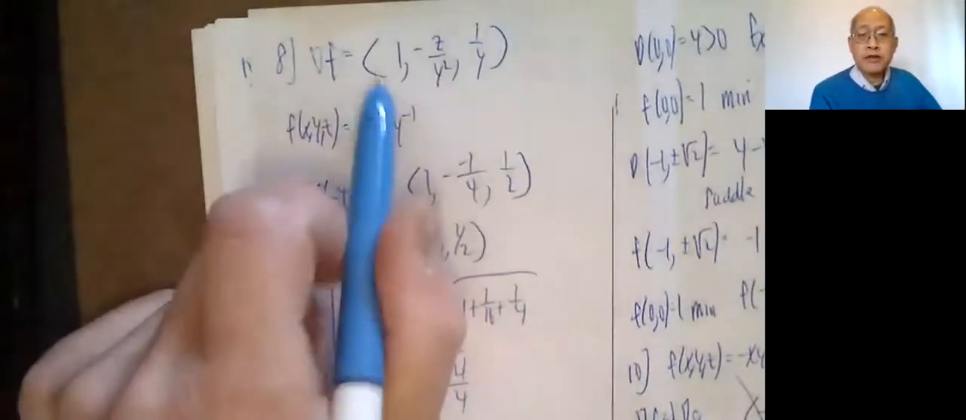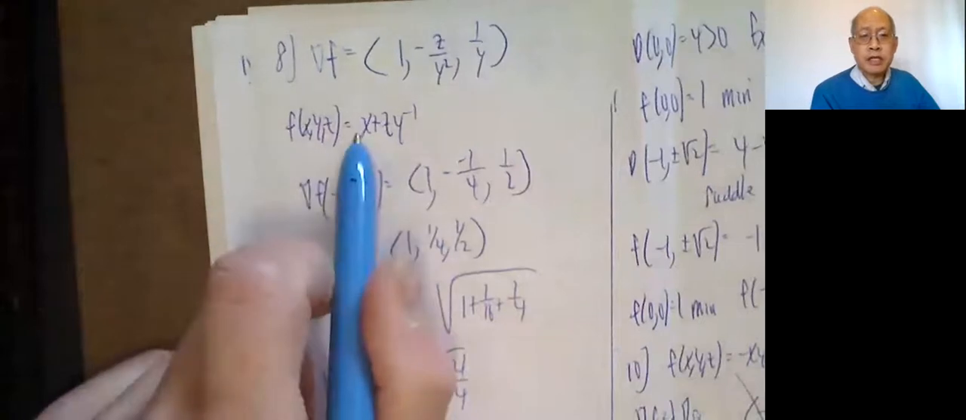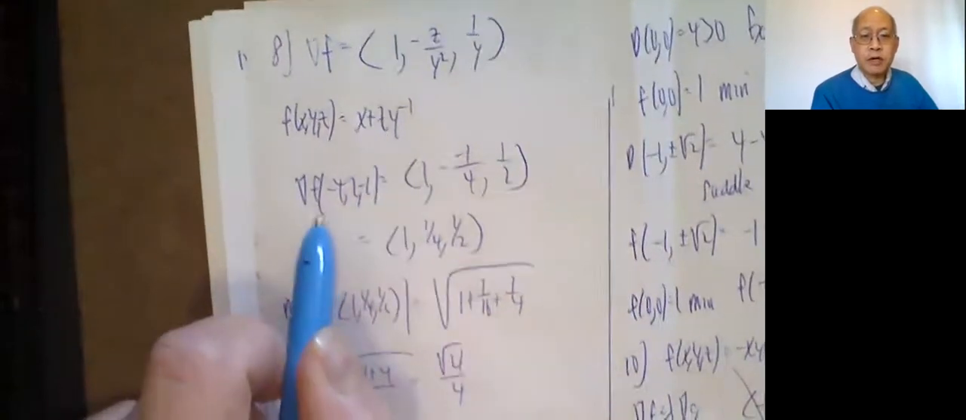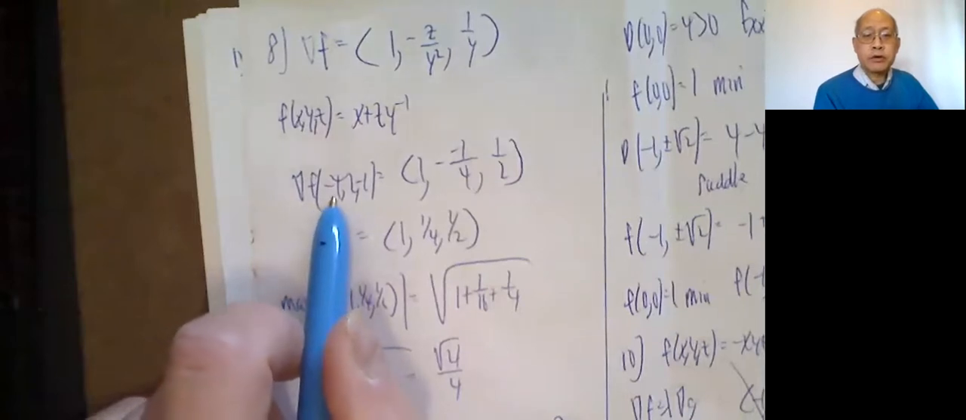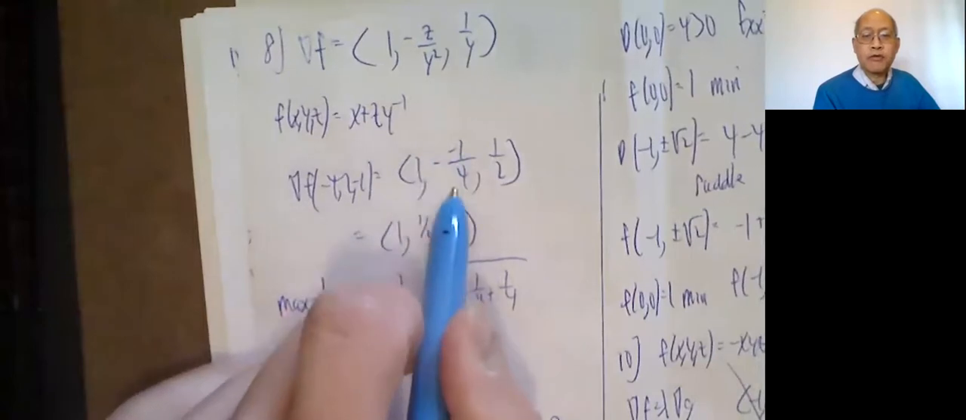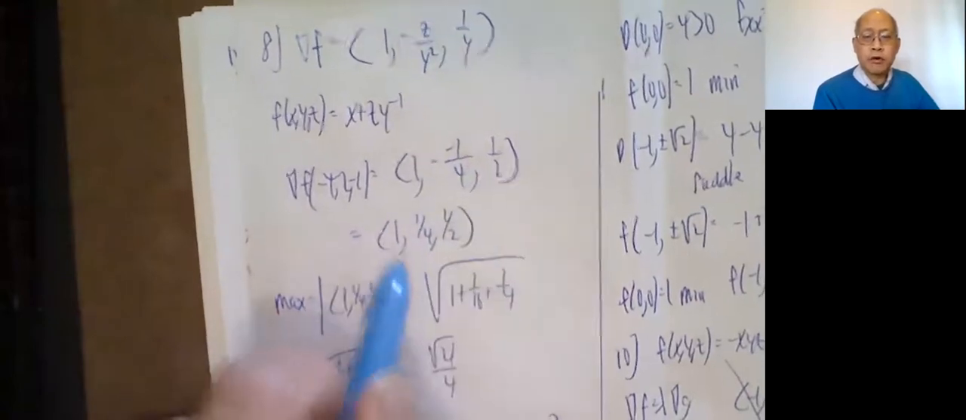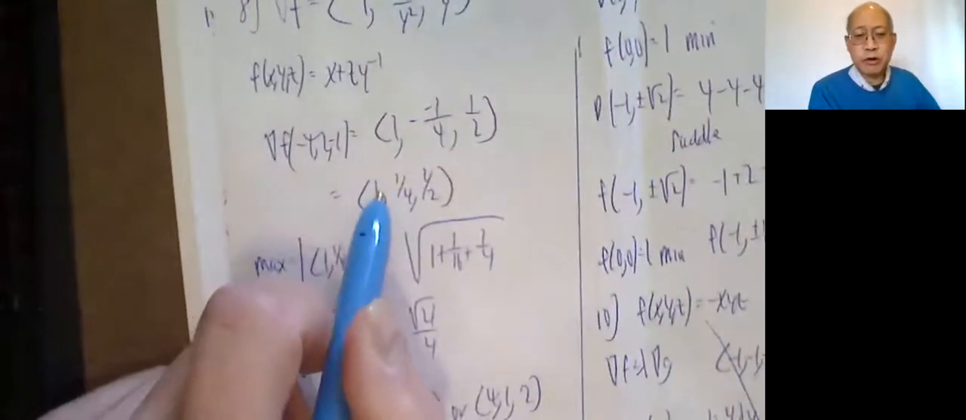All right, so del f is 1, negative z over y squared, 1 over y. Okay, f of x, y, z is x plus zy to the negative 1. So del f at negative 4, 2, negative 1 is 1, negative of 1 over 4, and 1/2, or 1, 1/4, 1/2. They're all positive. So you got one of them negative. I may have taken off 2 points.